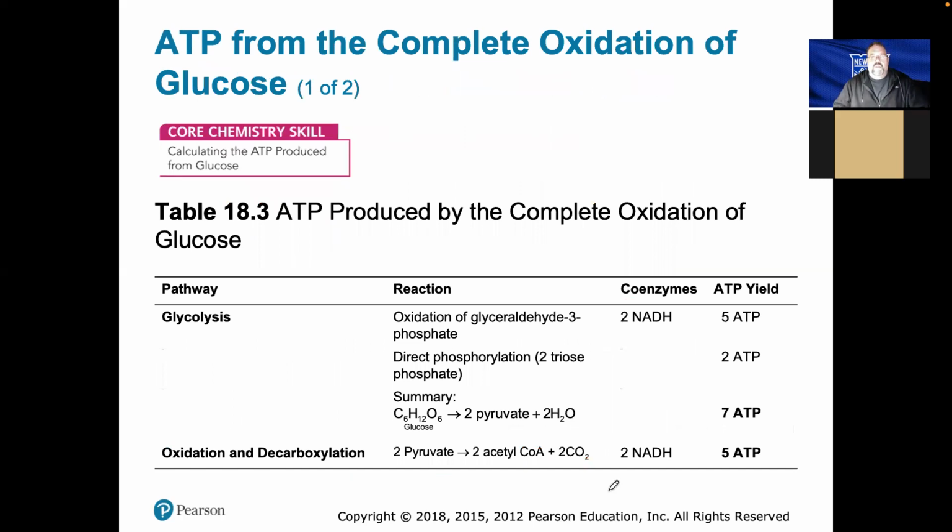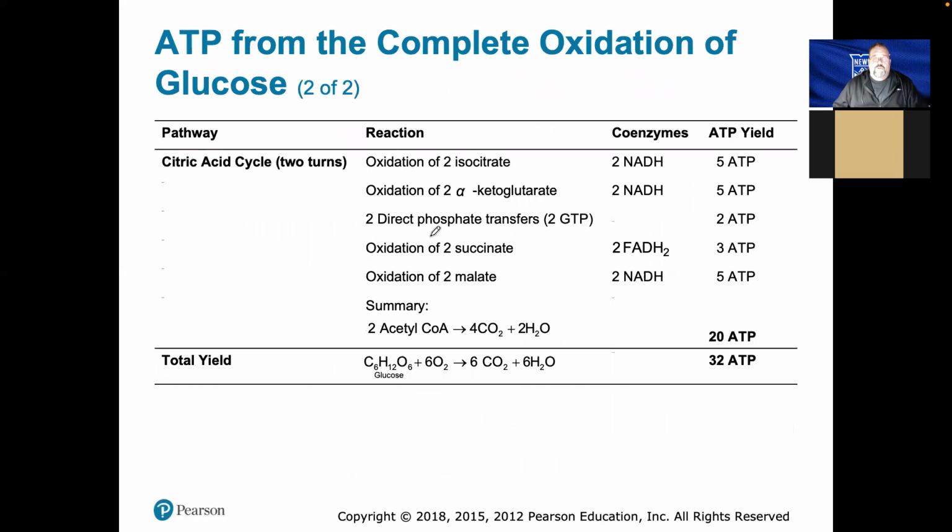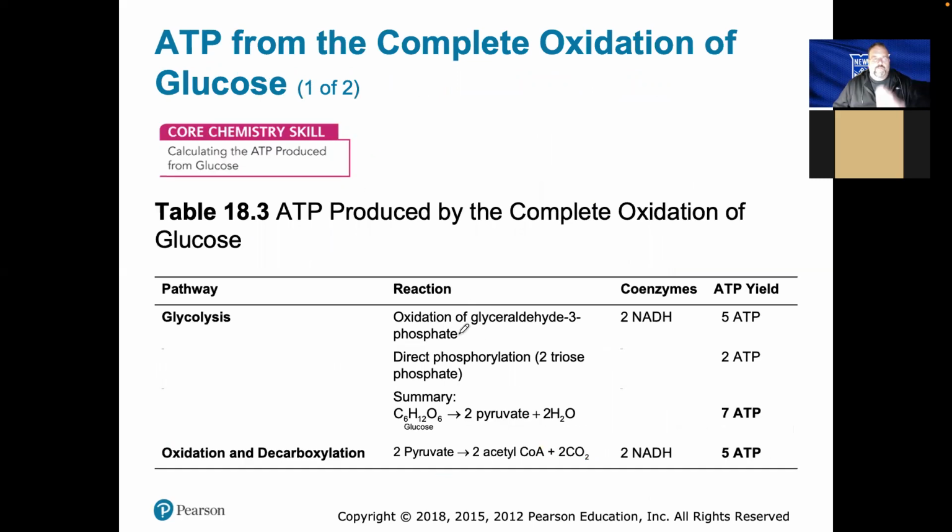Okay. So, ATP produced by the complete oxidation of glucose. 5 and 2 is 7. Glycolysis, oxidation and decarboxylation, 5. And I would remember these different parts. This table here is probably something I would know. So oxidation of glyceraldehyde 3-phosphate gives 2 NADH and 5 ATP. Direct phosphorylation of 2 triose gives 2 ATP. The 2 pyruvate, the 2 acetyl coenzyme A, 2 NADH and 5 ATP total.